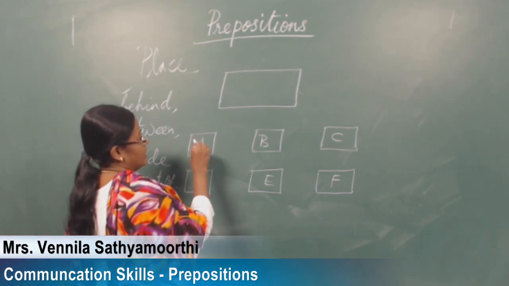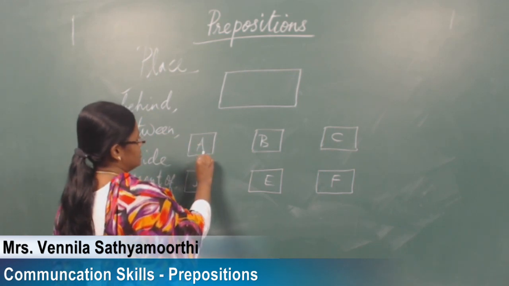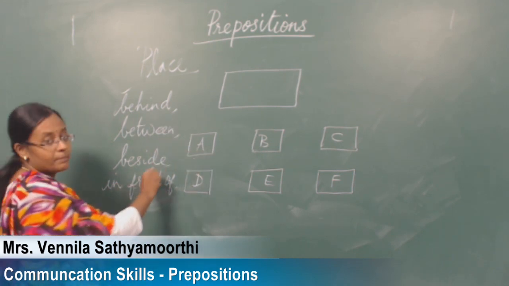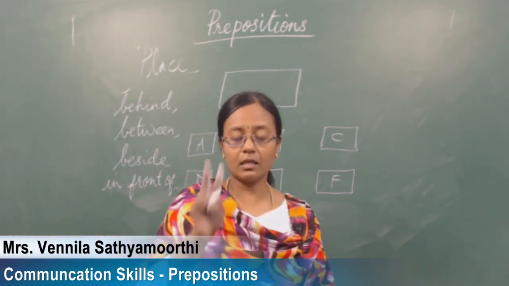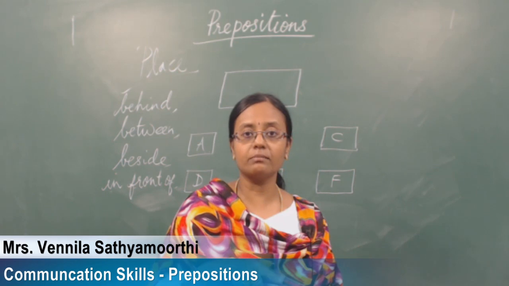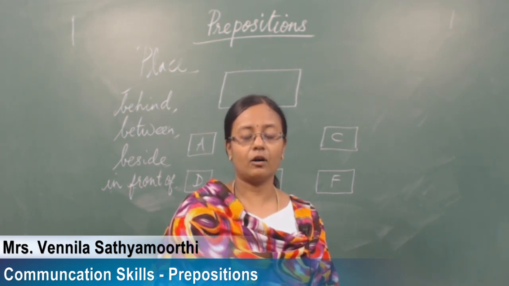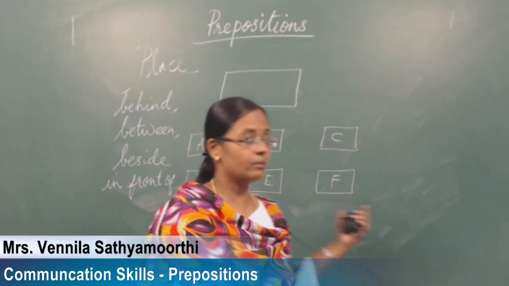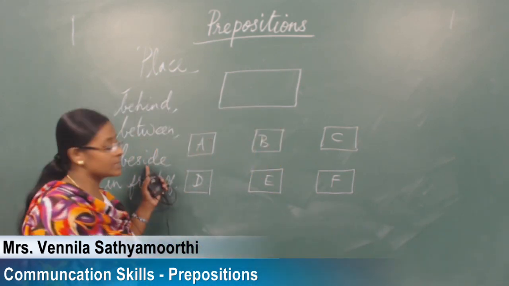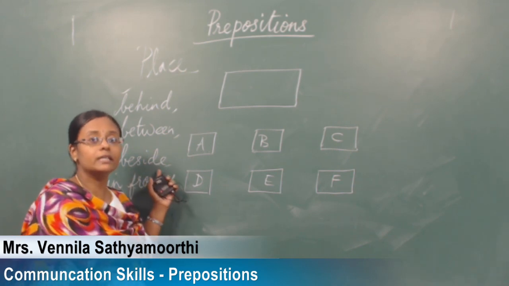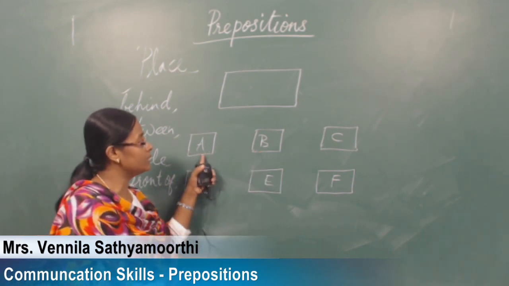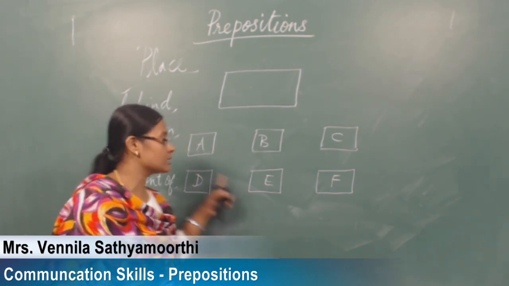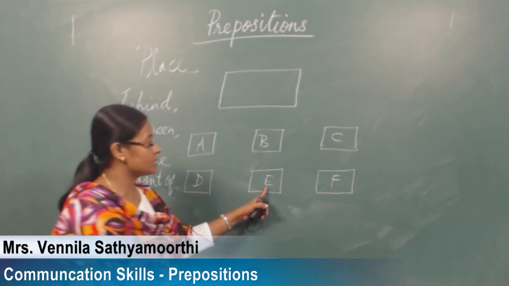Now you see, A is sitting beside B. So beside means by the side of. See, there are 2 words, beside and besides. Now I want you to listen carefully, understand the difference between these 2. We'll come to that later also, but here beside means by the side of, near. So A is sitting beside B, B is sitting beside C, D is sitting beside E. That's how we can use beside here. E is sitting beside F.